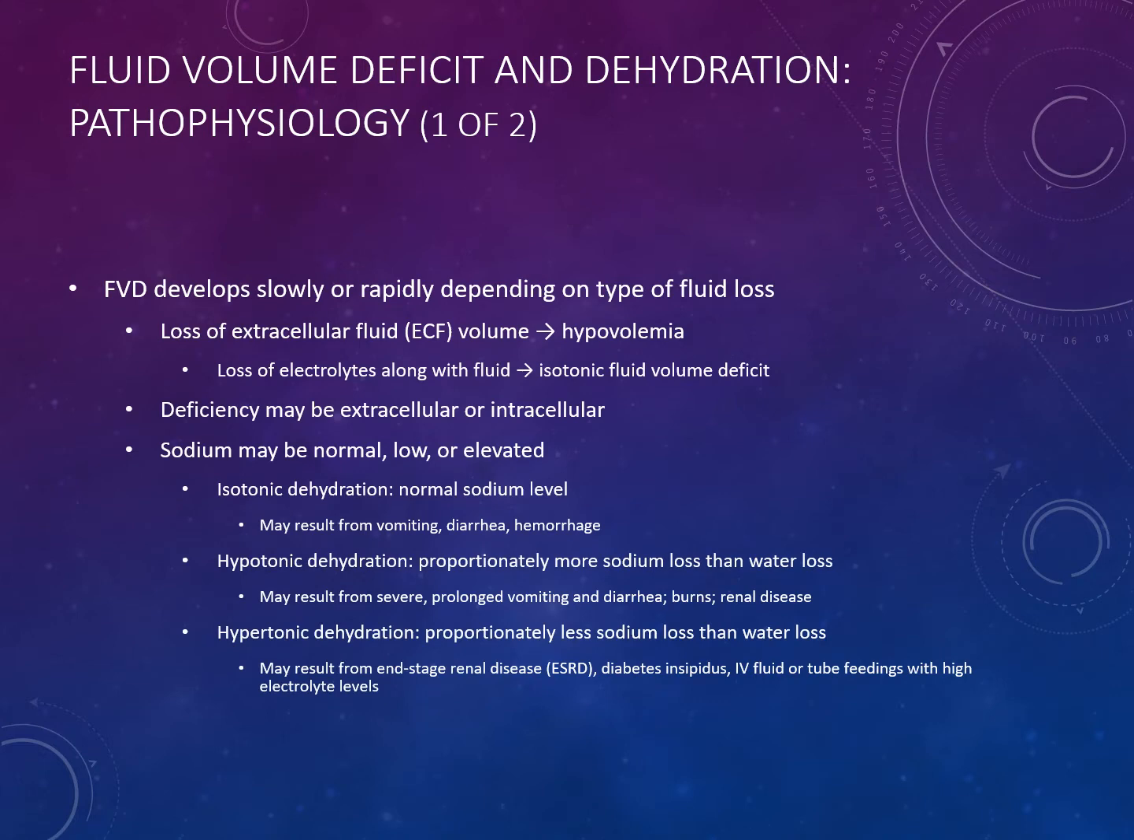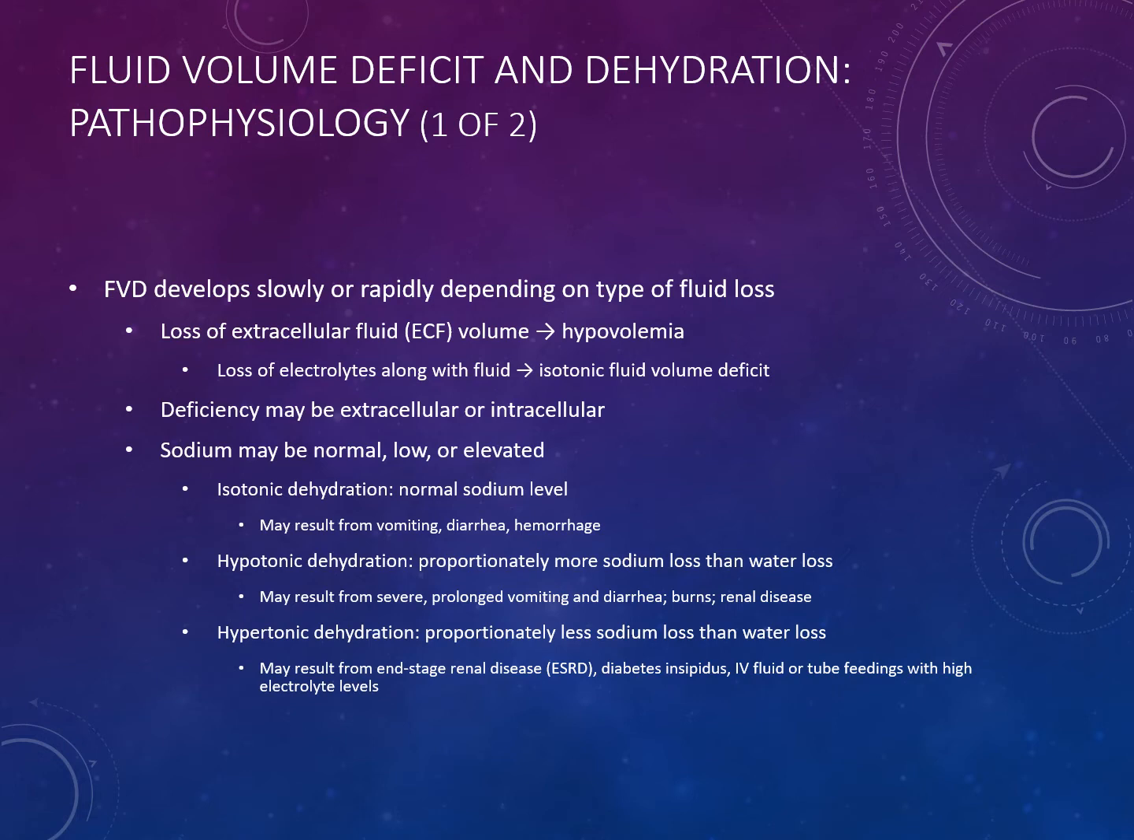So what is the patho? Fluid volume deficit can occur slowly or rapidly depending on the type of fluid loss. Loss of extracellular fluid volume can lead to hypovolemia, which causes decreased circulating blood volume. Often electrolytes are lost along with fluid, resulting in an isotonic fluid volume deficit. When both water and electrolytes are lost, the serum sodium level remains normal, although levels of other electrolytes such as potassium may fall. Fluid is drawn into the vascular compartment from the interstitial spaces as the body attempts to maintain tissue perfusion.